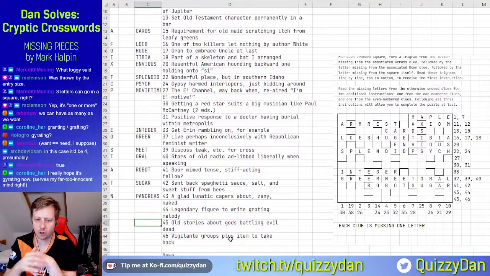Old stories about gods battling evil dead. Old stories. Could be lore, could be myth, could be legend. About gods battling evil dead. Evil. So dead is probably D. Battling could be an anagram indicator. Of course, there's an extra letter that's got to go somewhere in here. Could be goads rather than gods. Battling devil. Could be devil.